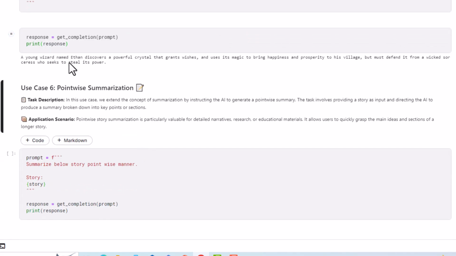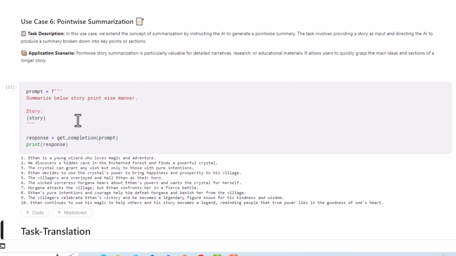As you can see, the model has now summarized it into a single sentence. The use case number 6 is point-wise summarization. Here, what we'll do is we'll take the above story which we have written. Now we want it into a point-wise summary. So as you can see, the model has now converted the entire story into a point-wise summary.